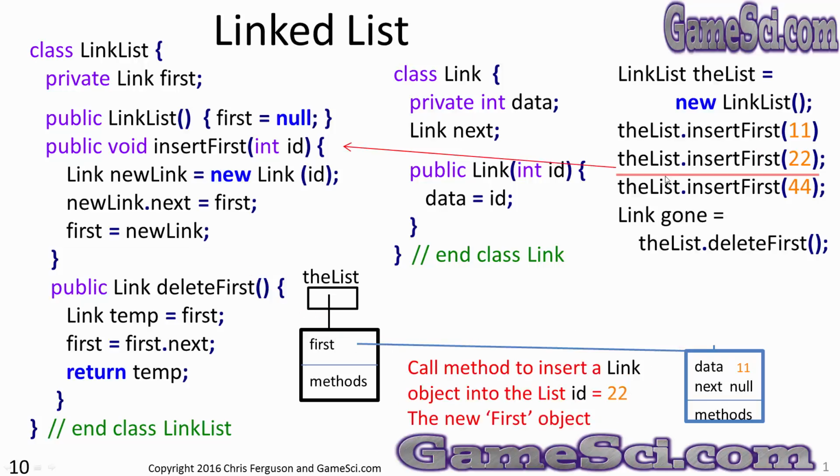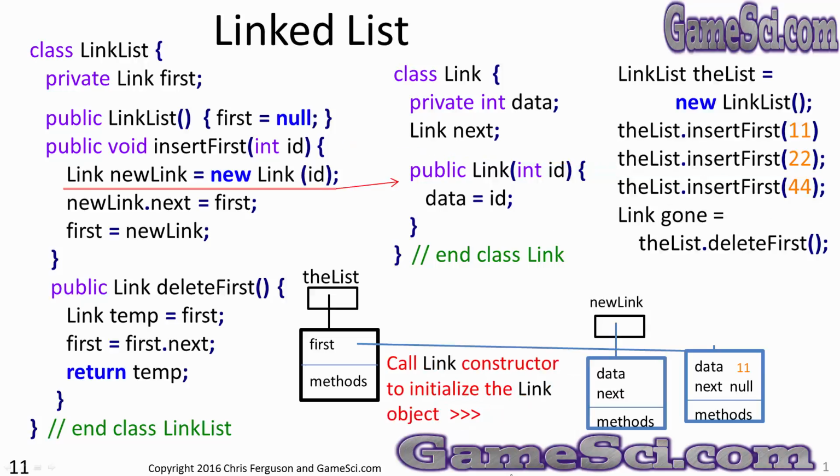Now, we'll return to the original code. We hit the end of this insert first. We came back. We'd finished this call to insert first. So the code drops down and executes the next line. Go to the list object. The dot says go inside of it and run the insert method and pass it 22 as a parameter. So 22 will come in as ID the next time we run this method. So this is a call to the method to insert a link object into the list with ID equal to 22, and this will become the new, quote-unquote, first object.